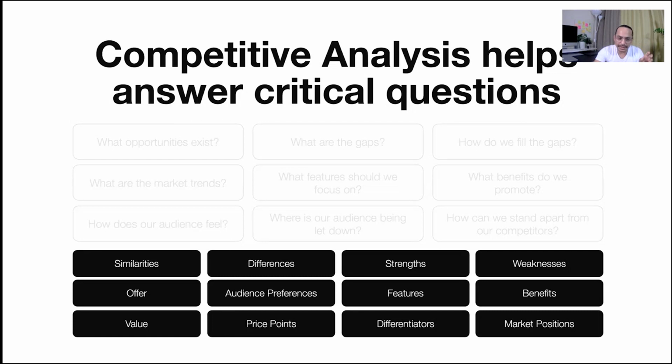And also when doing this, try to understand the audience preferences, or the customers' or users' preferences. Compare the features, compare the benefits, compare the value that your product will give to the users. Also try to see what price point the competitors are selling the product at, what the differentiators are, and what the market position is. So this really helps you understand the whole market and the competitors.